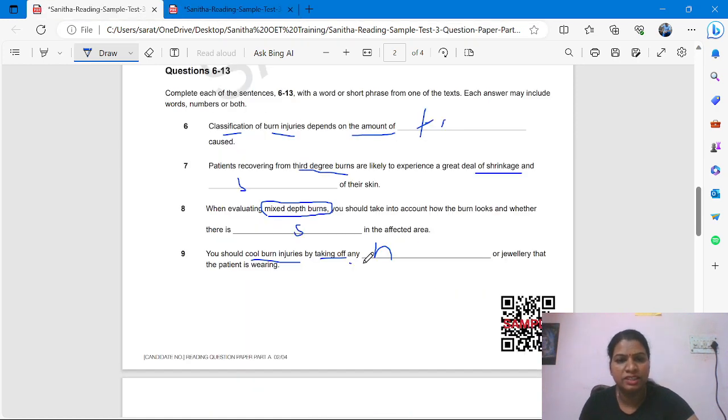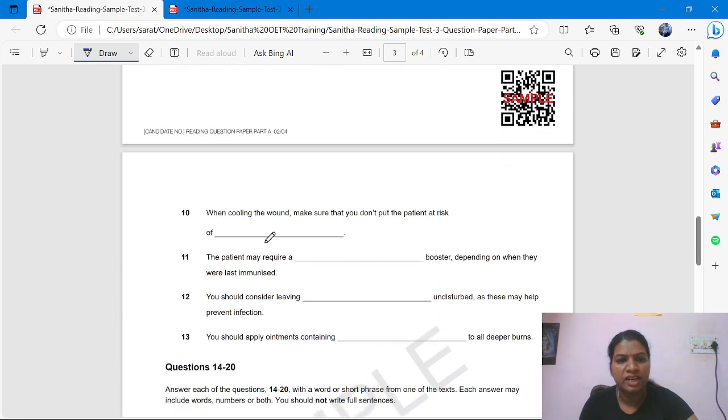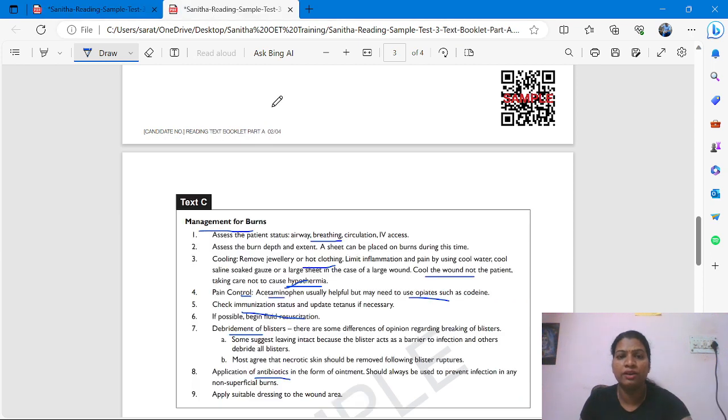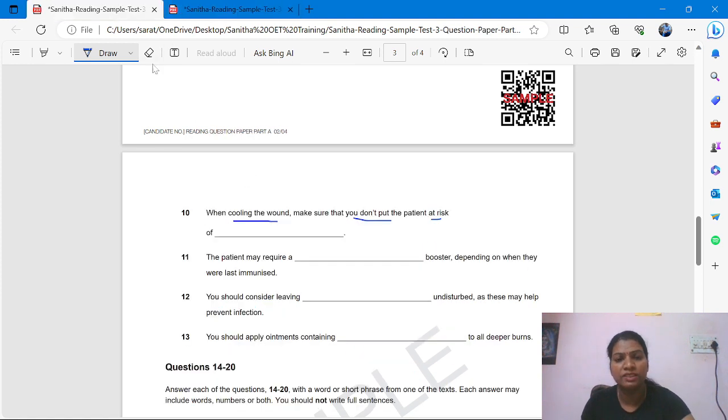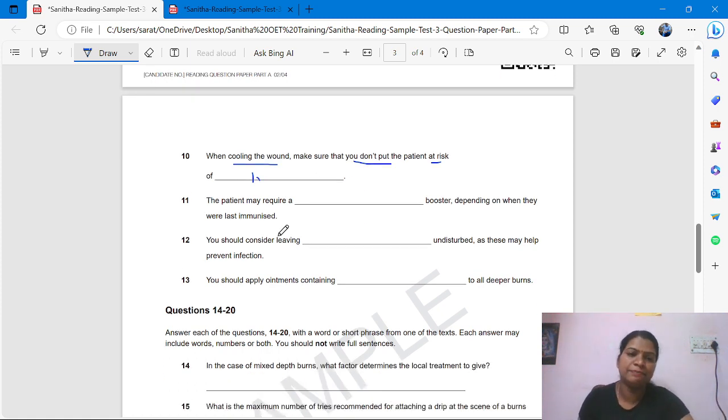The next question. When cooling the wound, make sure that you don't put the patient at risk of hypothermia. Cooling: we have to find out, cool the wound, not the patient. Take care not to cause hypothermia. What's the question? When cooling the wound, make sure that you don't put the patient at risk of hypothermia. Are we getting the answer? Like that, you have to find out the answer.